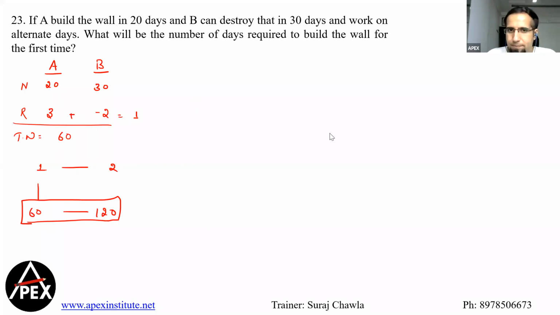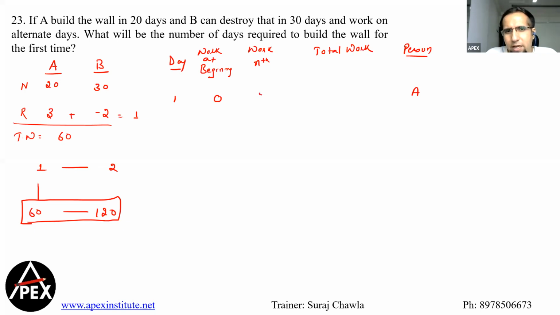Let's discuss why. Okay. So let's see this. Let's say work done on that day, work on the nth day, and I'm talking about total work, and work at the beginning. And this is the day. Let's say day 1. Nothing was there. Who came? A comes. A does 3 units, so total work completed is 3.